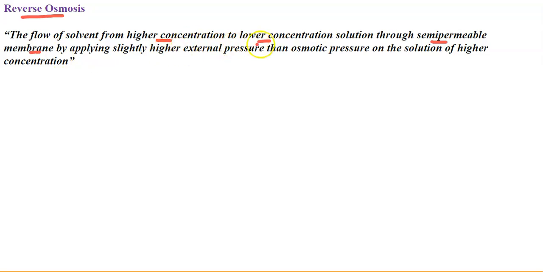So there are two solutions of water of different concentration which are separated by a semi-permeable membrane, and in this method water is forced to flow from a solution of higher concentration to lower concentration by applying some external pressure which should be greater than osmotic pressure, and this pressure is applied on the solution of higher concentration. So what exactly is osmotic pressure? We will understand further with the help of a diagram.